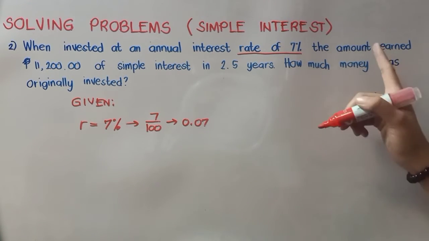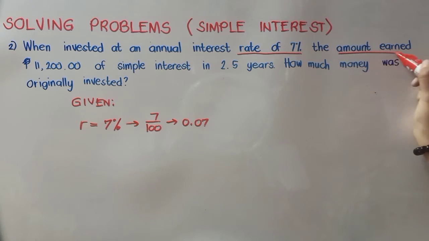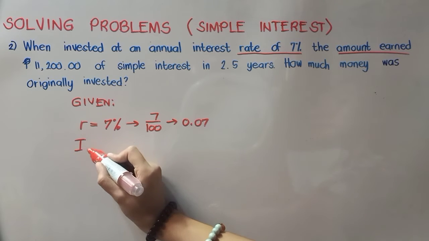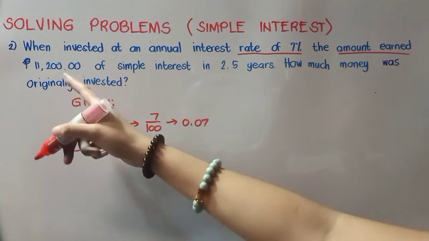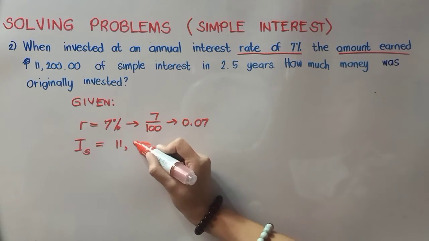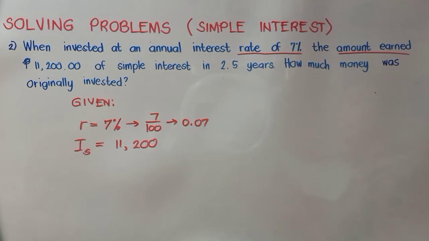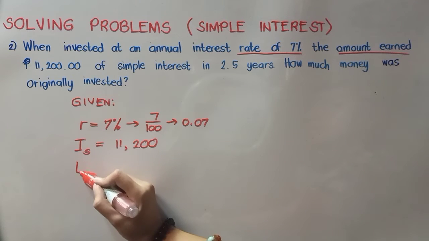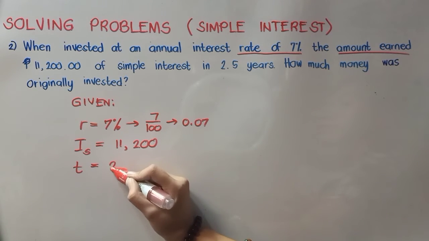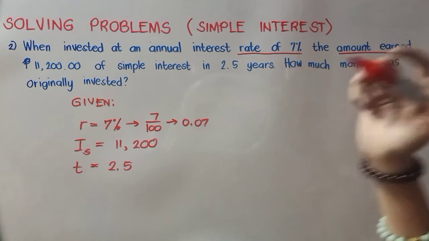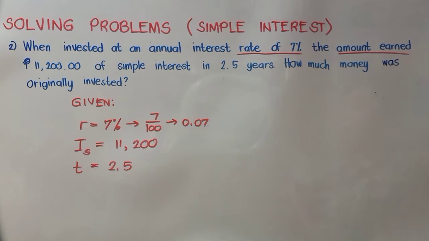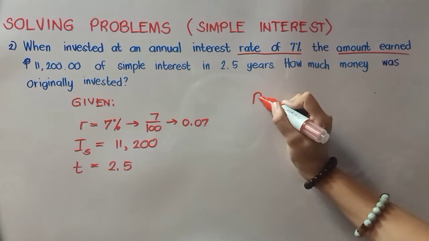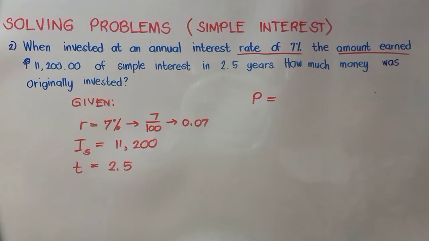Now let's proceed with the next statement. The amount earned, 11,200. This signifies our simple interest. So this is I_S equals 11,200. Next is 2.5 years. This signifies our time. Now the question is, how much money was originally invested? So we are looking here for the principal amount.